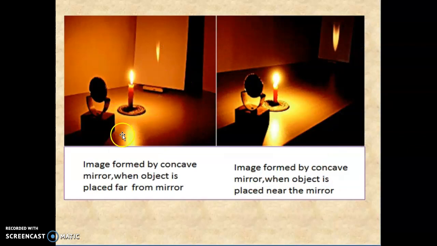Next you can see the diagram of the image formed by the concave mirror when the object is placed far from the mirror. You can see the distance between the concave mirror and the object is large, so the image formed will be far away from the mirror. Now the image formed by the concave mirror when the object is placed near the mirror: you can see a very clear image, and it is also inverted. Here you cannot get a clear image. So these are the two differences when the object is placed near the mirror or far away from the mirror.